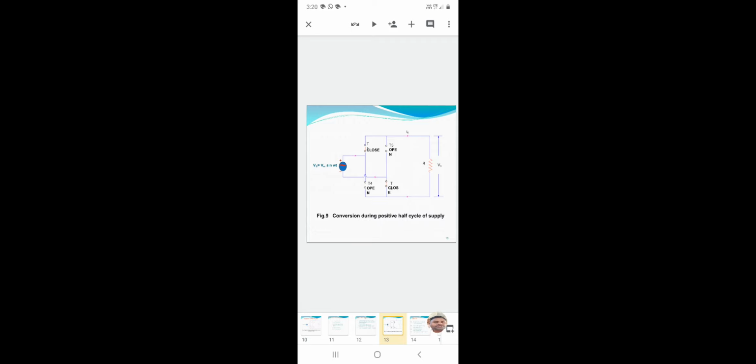During the positive half cycle. Now this circuit is for the negative half cycle. During the negative half cycle, T1 and T2 are naturally commutated, T3 and T4 are forward biased, T1 and T2 are reverse biased. That means T1 and T2 are open circuited, T3 and T4 are short circuited. So the source voltage is equal to the load voltage.